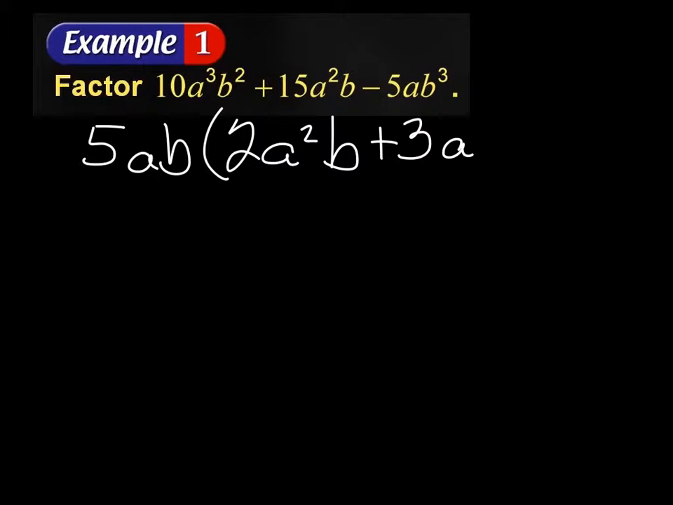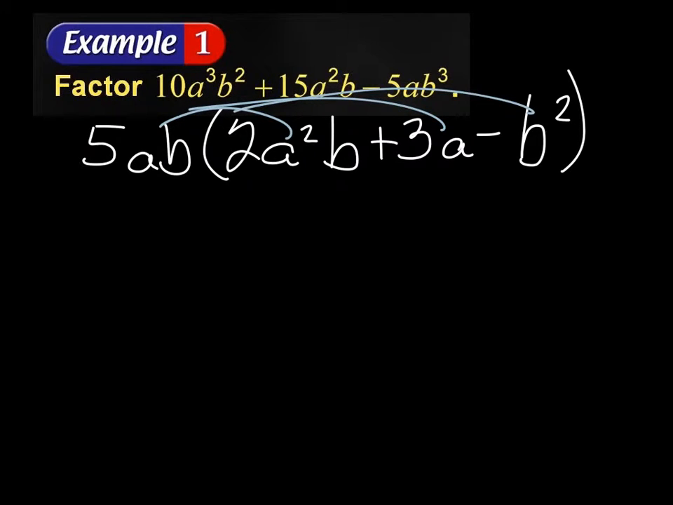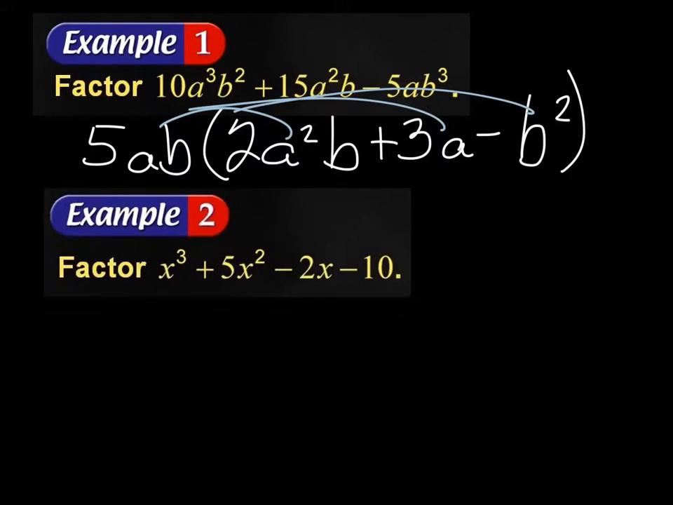The b is gone because b divided by b would be 1, and 1 times anything is what we have there. And same thing here, the 5 divided by 5 is 1, so we don't need to write that down. A divided by a is 1, and so all I have left in my third term is b squared. If I use the distributive property and multiply this back out, I'd get what I started with. So I know I'm right.